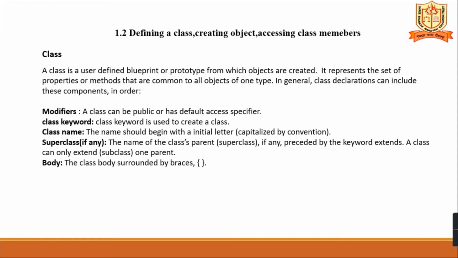Same thing here in Java. A class is there. The class uses methods and variables. These variables and methods we use in the class. And here, the modifier: a class can be public or have the default access specifier. And class is a keyword. The class keyword is used to create the class.